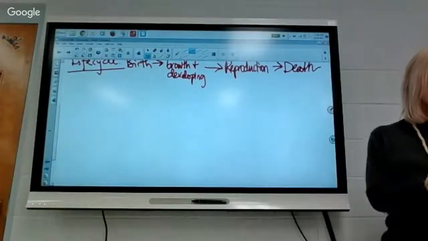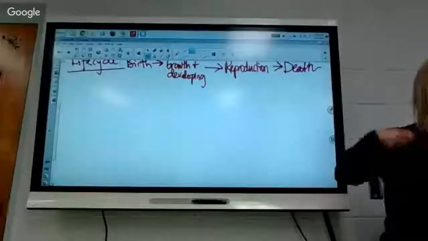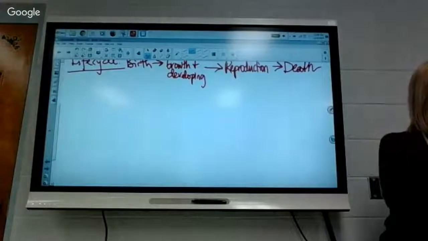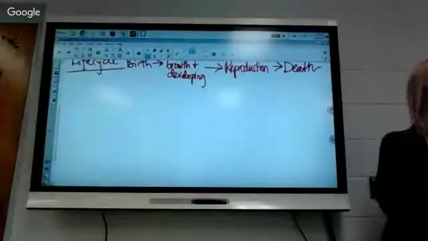So which cells in your body do you think you probably have to replace pretty often? Skin. What other ones are kind of like skin that you might lose and have to replace? Hair cells. Yeah, the follicles of your hair. What else would you lose a lot?